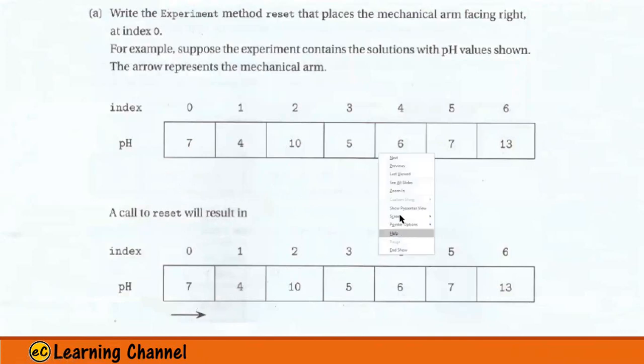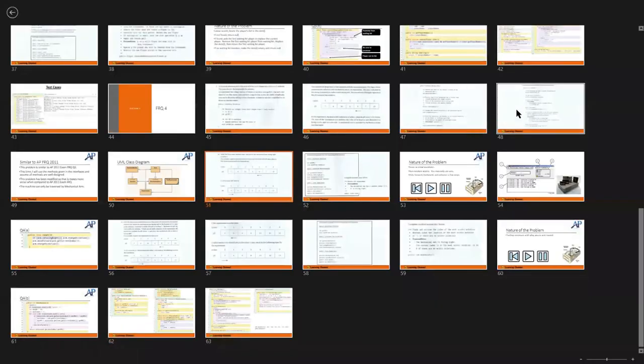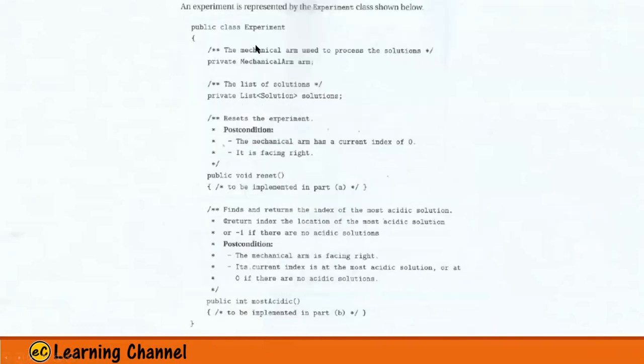So basically, if you go back to read the interface, you have these methods that you can use. You have get current index, you have the phase in right, and then you have change direction, you have move forward. And in this experiment, you have that reset. So reset needs to reset this arm using those 4 methods given by arm.